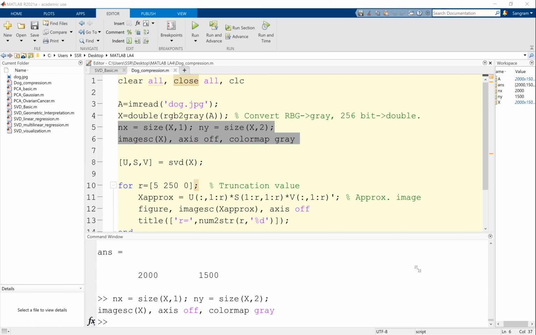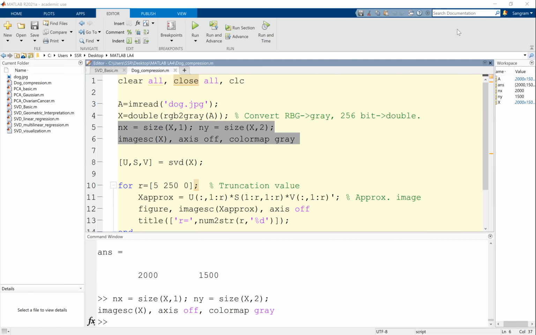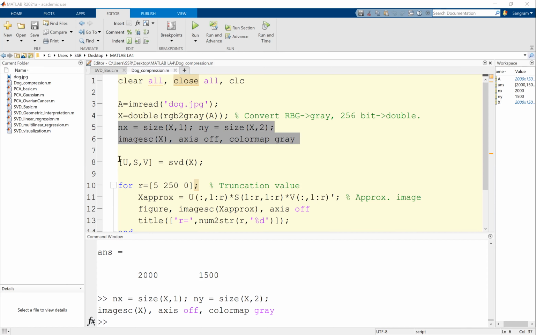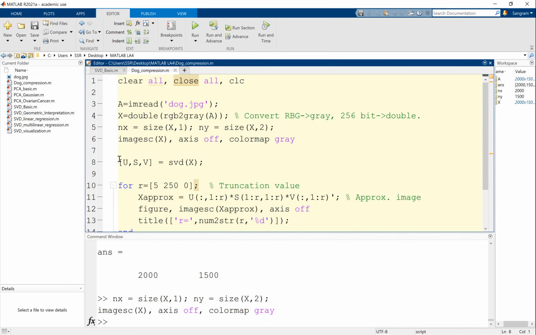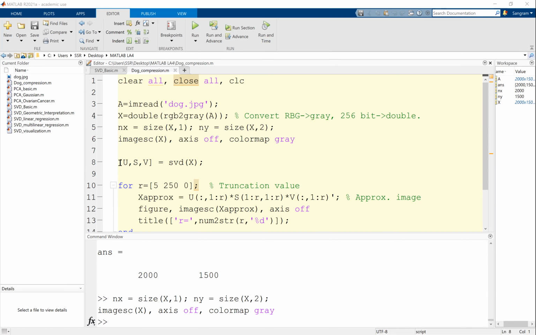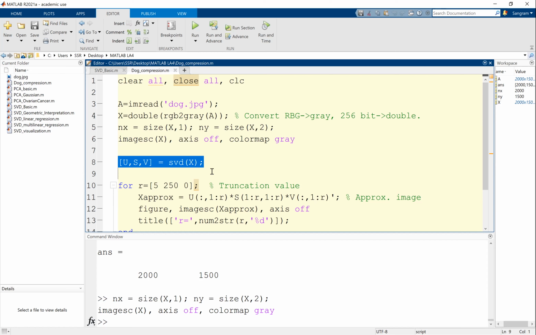Three channels turn into one channel. That is correct. Any other questions? So what I'm going to do is SVD over here.